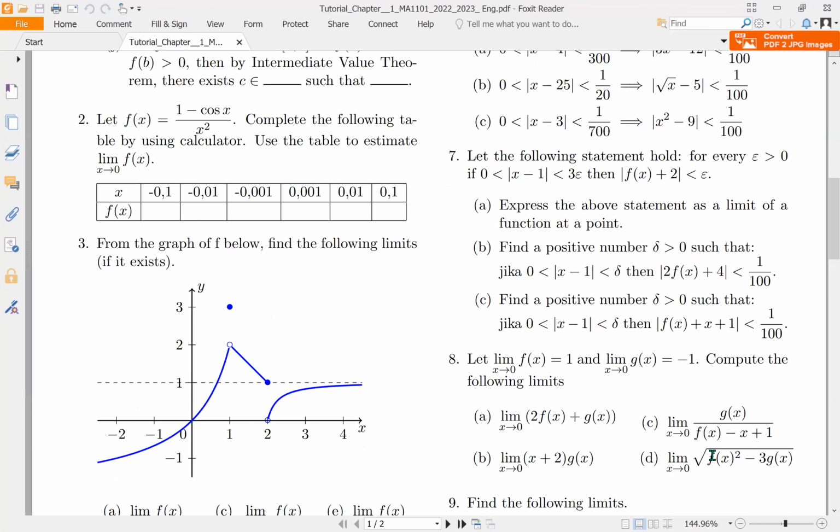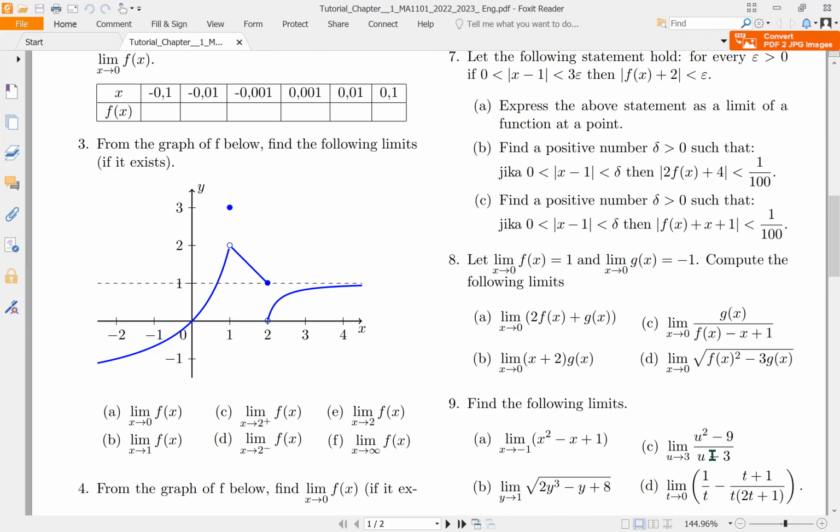So let us continue to the next problem. In the next problem, we need to find the limit of the function from the graph of the function. Given the graph of the function f, we want to find the limit of the function at the given point.